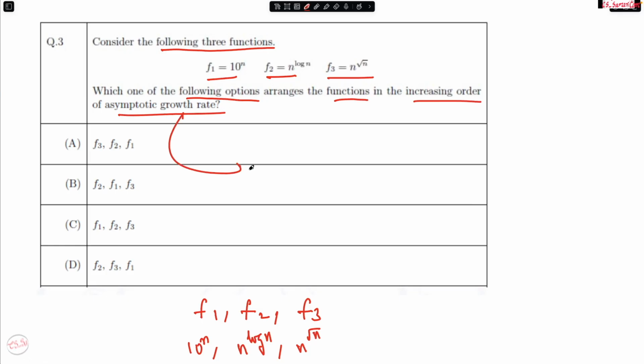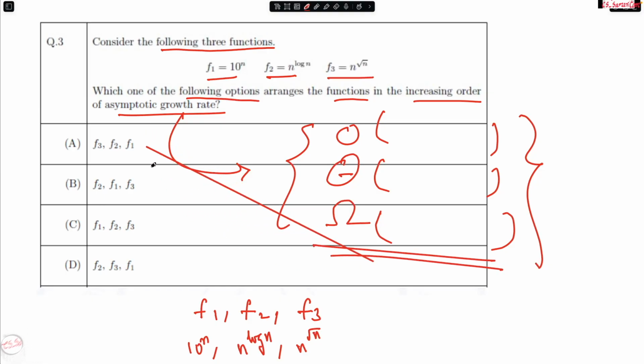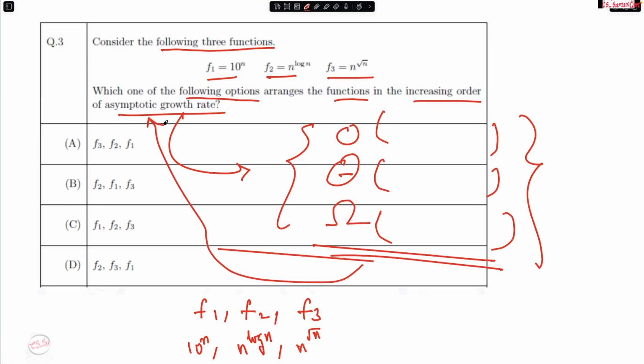What is asymptotic growth rate? I would like to revise that. Big O notation, big theta notation, big omega notation, and all the simplification of expressions that we had done. These expressions by themselves are called asymptotic expressions, right? The nomenclature they are called with is asymptotic notations.